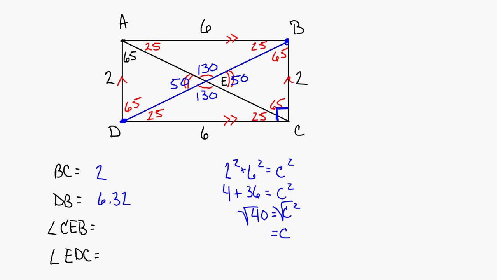Angle CEB. C, E, here in the middle to B, that is 50. And angle EDC. EDC is 25. Very good. All right. Any questions there? Pretty straightforward, huh? Good, good, good.